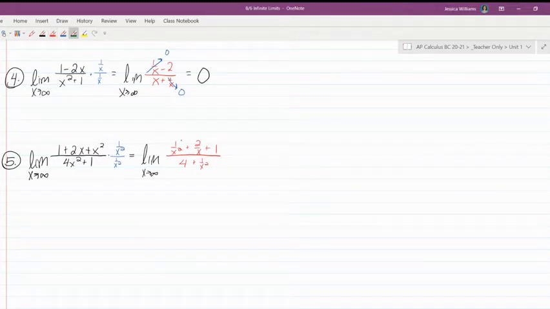And the reason you're doing this is because these are really easy to see. 1 over really huge, going to 0. 2 over really huge, going to 0. Same thing down here. And you're just left with a 4. And that's not so bad.